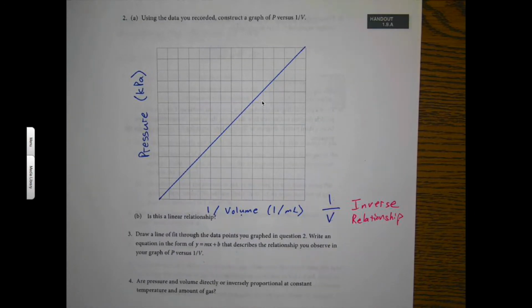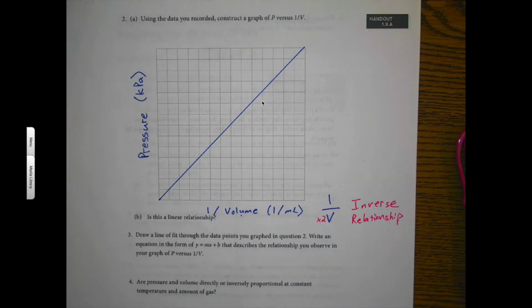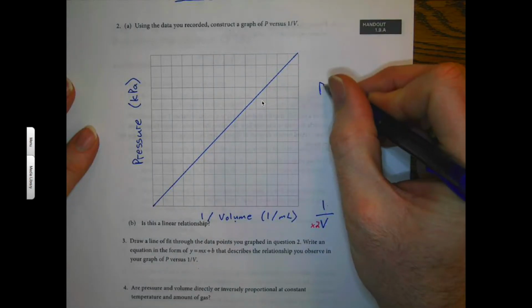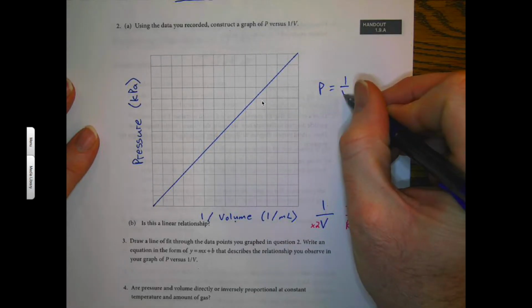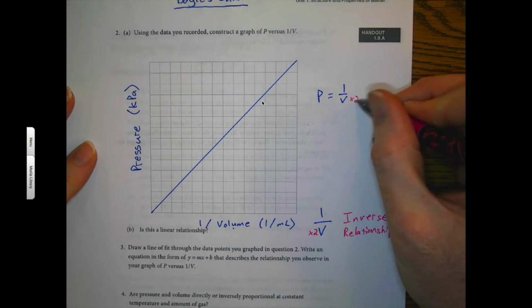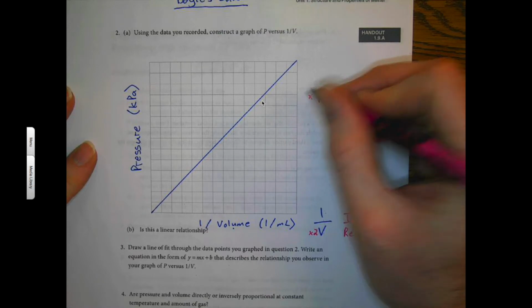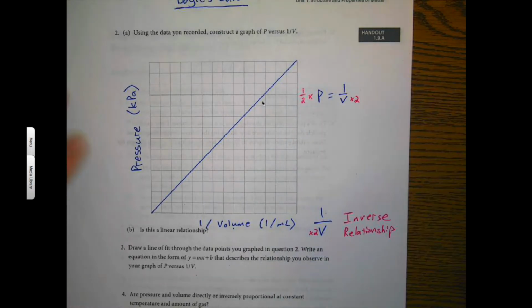Now what that is saying is that as volume is doubling, if we double the volume, let me rewrite that. Pressure equals 1 over V. So if we double that volume right here, we are going to take this and multiply it by a half, all right? So you're going to cut the pressure in half. And so that's essentially what's going on here.